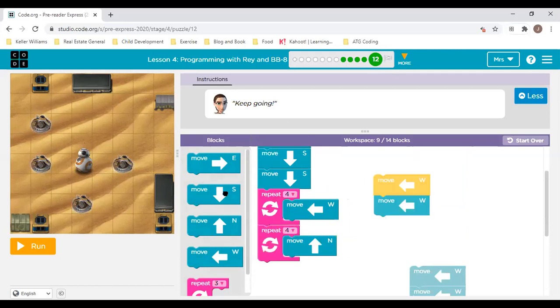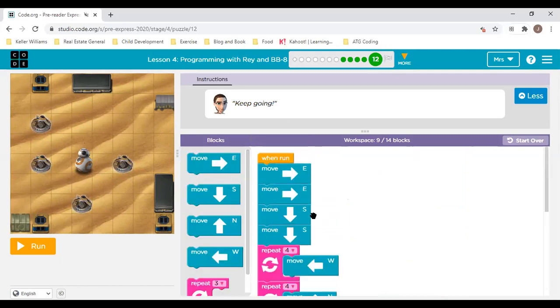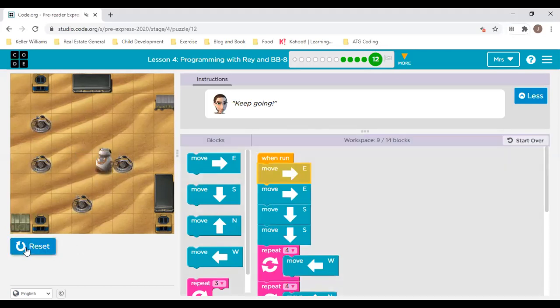Oh. So let's throw this away. So do you see it's still the same? I just used less blocks. So let's run it again.